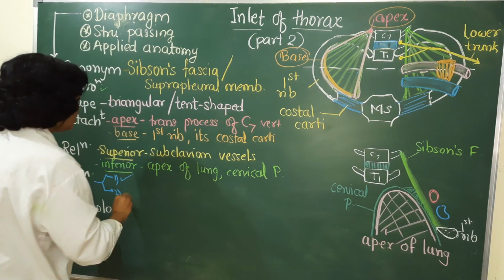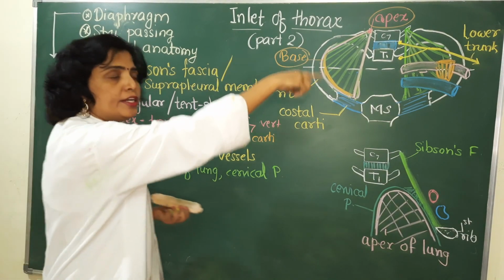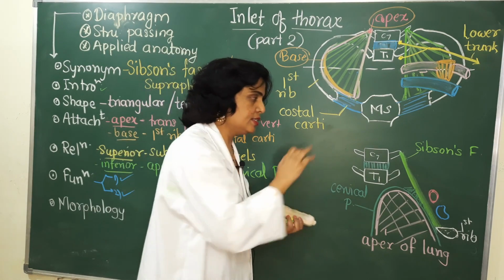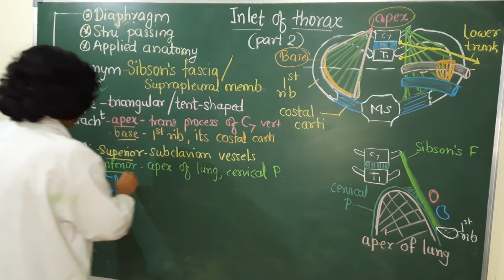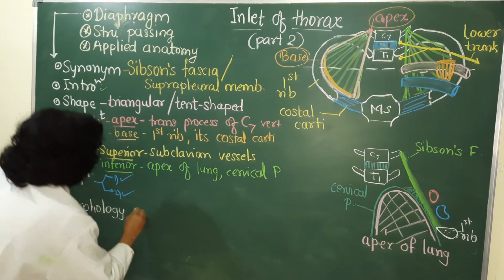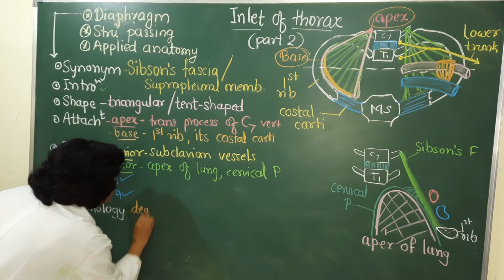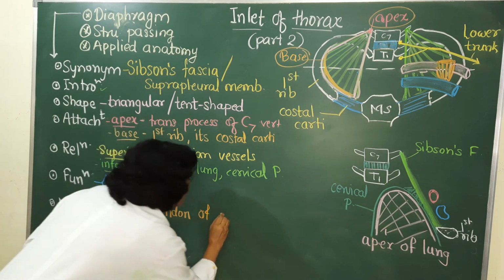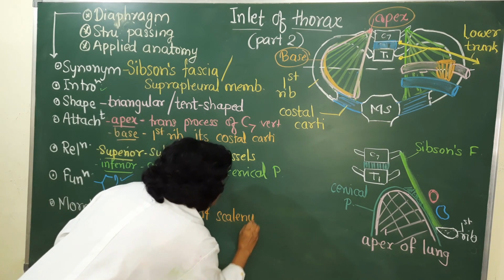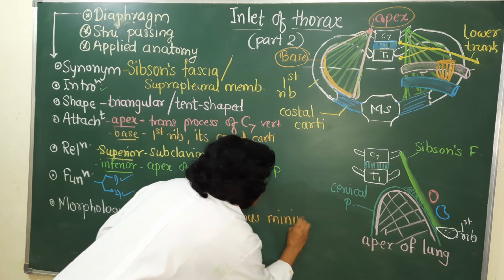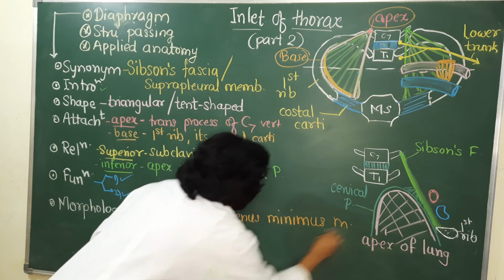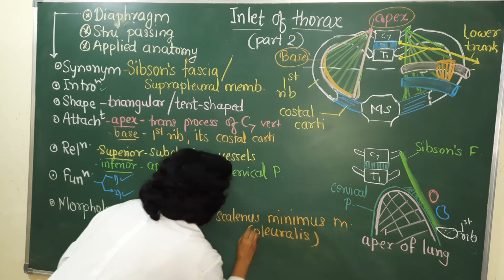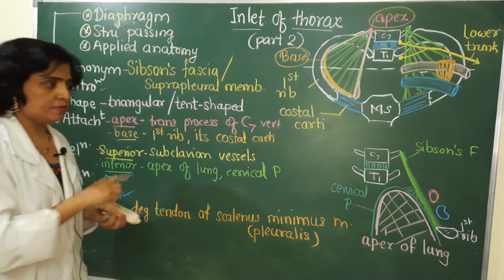That is one. Second, it gives rigidity to the inlet of thorax, and it even protects the apex of the lung which lies just inferior to it. So these are the 2 functions. Now coming to the morphology, morphologically it is actually the degenerated tendon of scalenus minimus muscle. This scalenus minimus muscle is also called as pleuralis muscle. Okay, so that is about the Simpson's fascia.